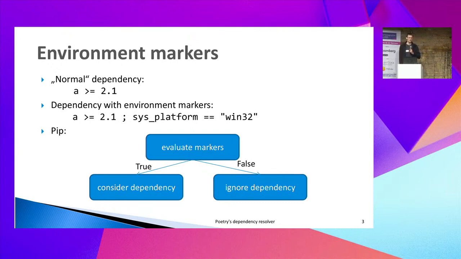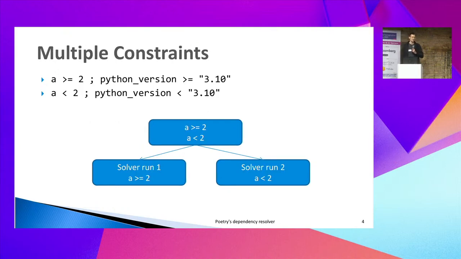However, if you want to find an environment-independent solution, you can't just evaluate markers. On the other side, you also can't just ignore markers. It works in some cases, but in this example, if you ignore markers, you'll get a conflict, because there's no version of A that satisfies both constraints. But that's not an issue in this case, because the environment markers make sure that only one of both constraints is relevant for each possible environment. What Poetry does in this case is it basically splits the resolution process in two, so still quite simple.